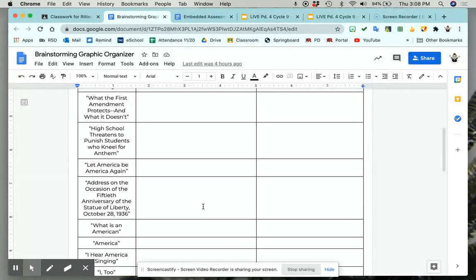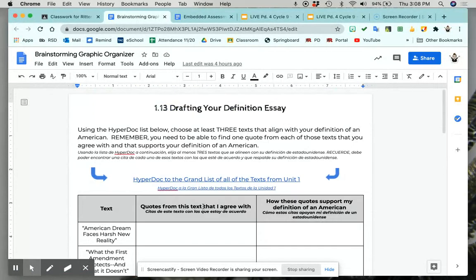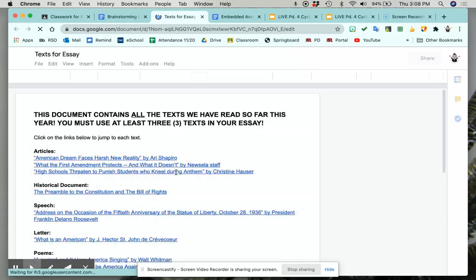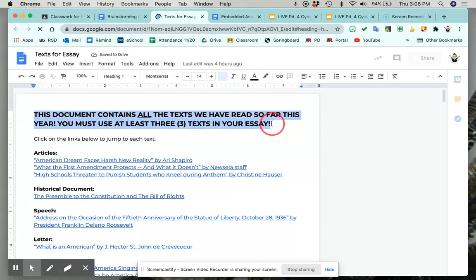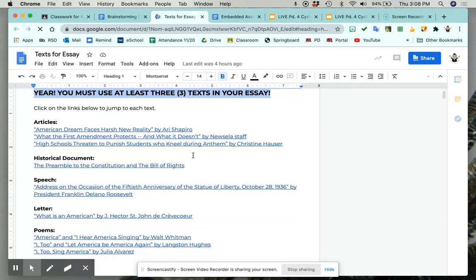So you see here that there are a lot of texts. This is everything that we've read so far this year. All of those full texts are in this hyperdoc that is linked here. So when you click on that, it will take you to this table of contents page. There's a reminder up at the top that you need to use at least 3 of these texts in your essay. So I organized them by the type of text. So you have articles, historical document, speech, letter, and poems.